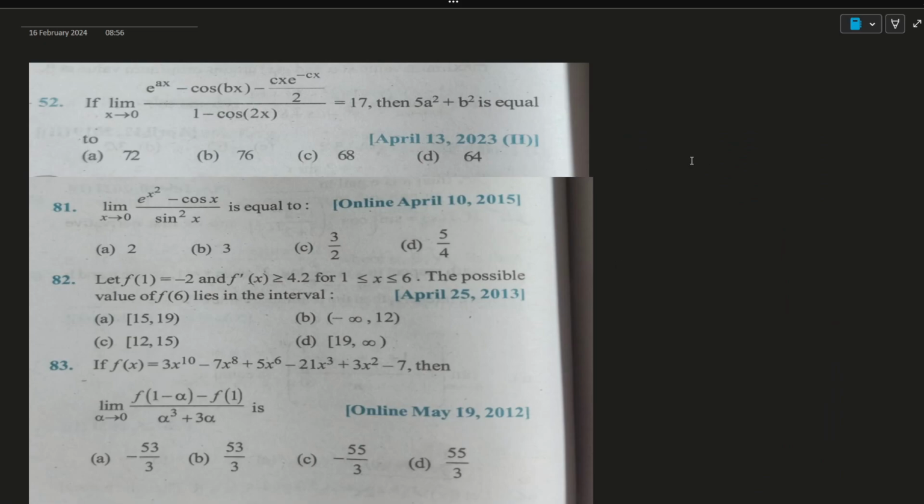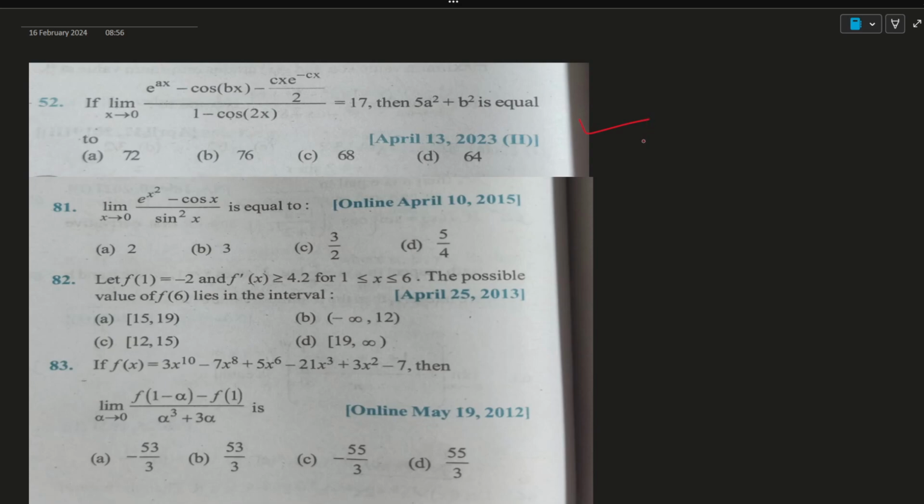So today we'll see some previous year questions that were asked in JEE Mains. As you can see clearly, I have taken the first one. I will solve this question.